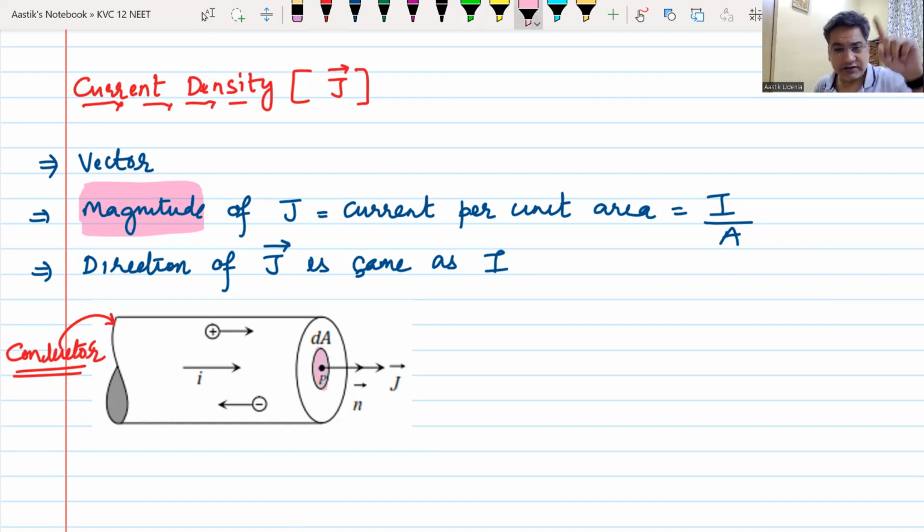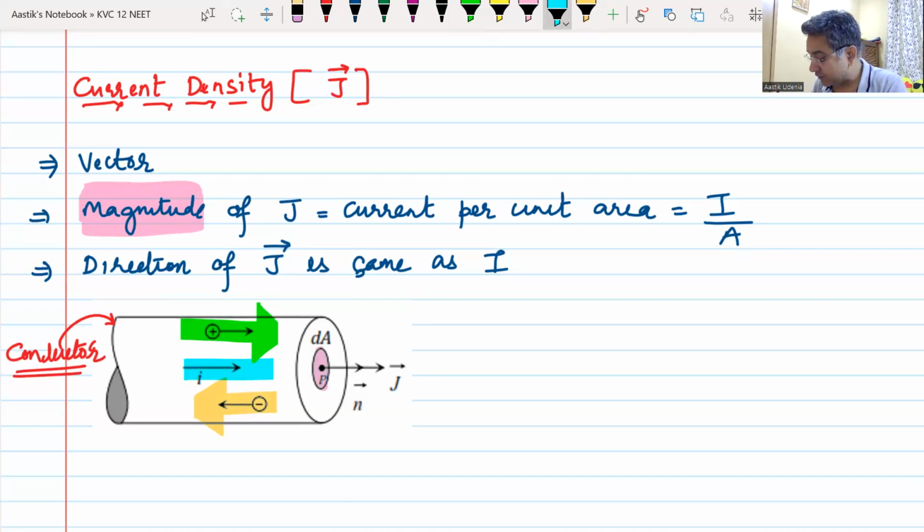Can you see this, or is it too small for you to see? Do we see this small area? Yes, sir. Okay. Then you can see, my dear friends, that the direction of positive charges flow is like this. The direction of negative charge flow would be like this. Effectively, the direction of current is like this. Do we understand this? And therefore, this is the direction of current density.